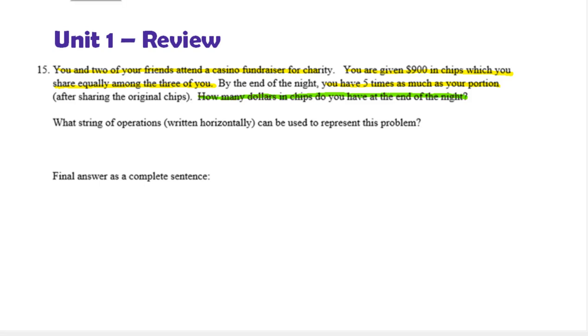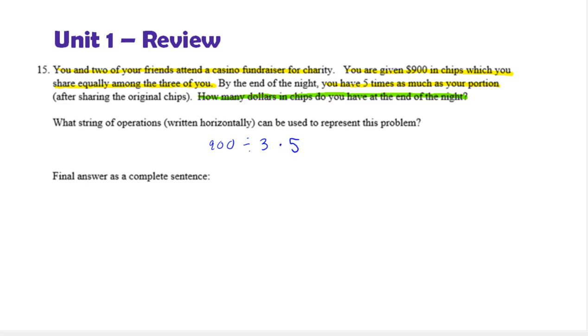So first let's write a string of operations to represent this horizontally. So first, you had the $900 and you shared it among the three of you equally. So you divided that by 3. Okay. So notice, if we look at this result, you'll have $300 each. But we want to write one single string, and it says that you have 5 times as much as your portion at the end of the night. So you want to take your 300 and multiply by 5.